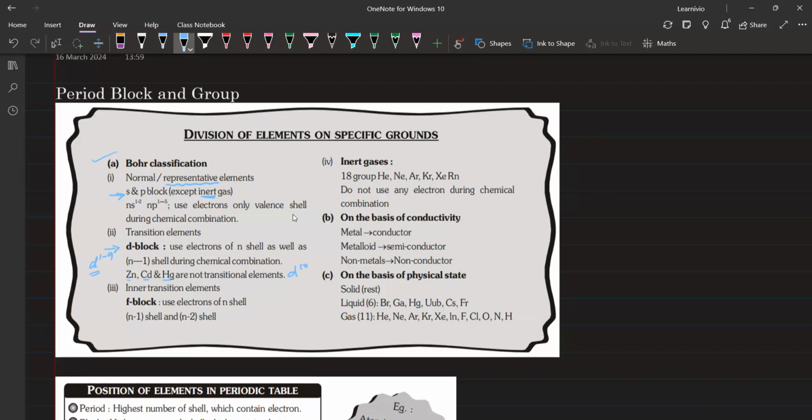But copper also has D10 configuration, and it is a transition element because in copper 2 plus, the most common oxidation state, it has D9 configuration. So this is the reason copper is a transition element, but Zn, Cd, Hg are not.